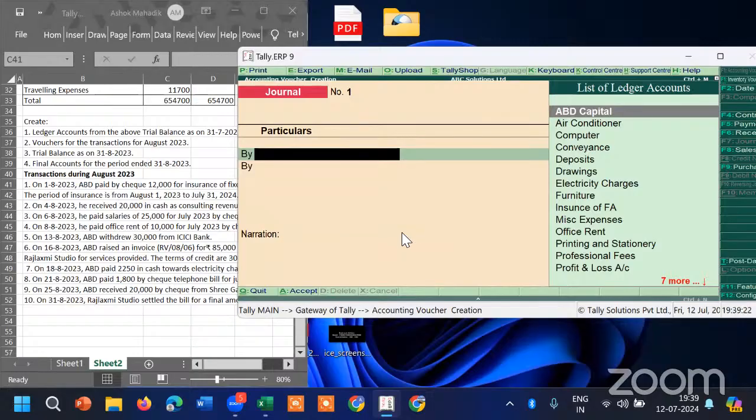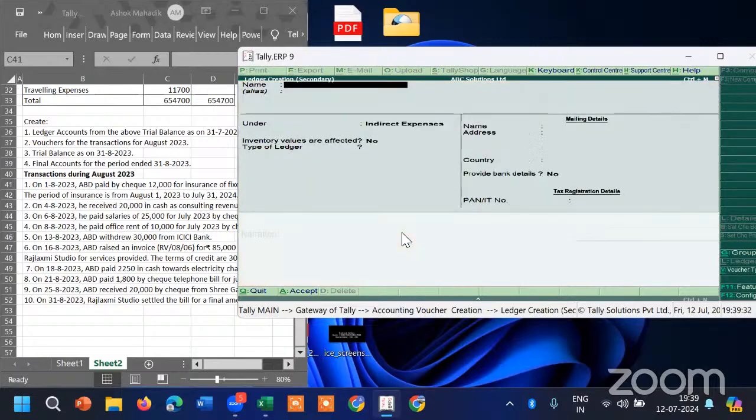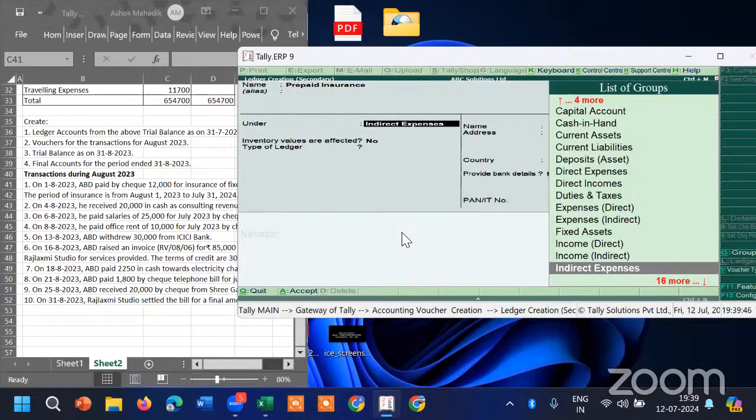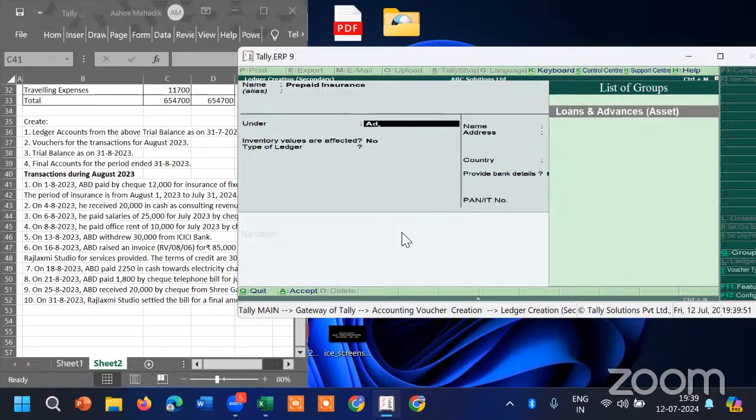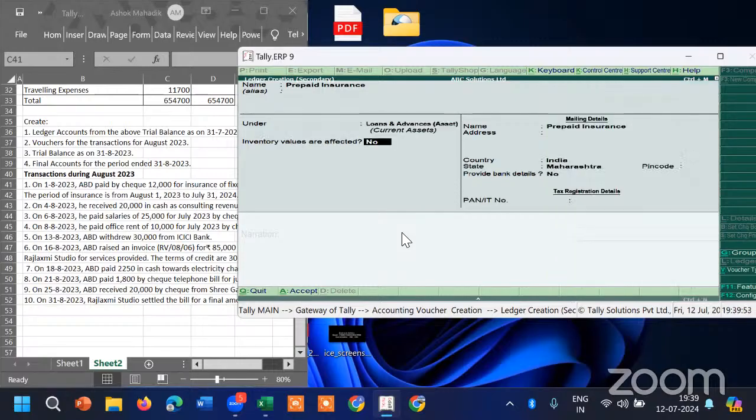See, insurance is an expense, so always debit. Now we have to reduce that, so it will go to credit. And prepaid insurance, a new account, we have to debit. So Alt C to create prepaid insurance. These adjustments are very important. Prepaid insurance. These are advances, so I'll write loans and advances. It is not an expense. Remember this.